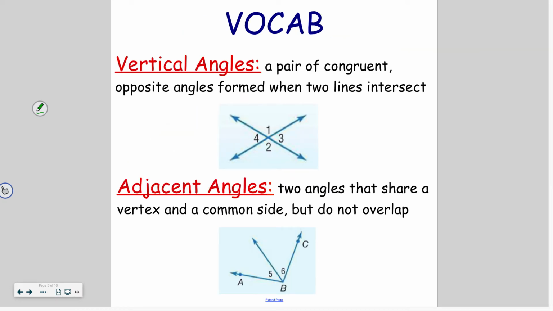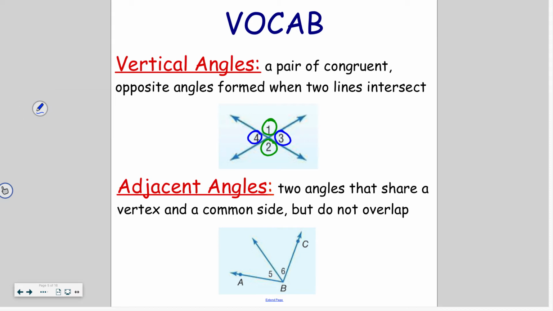Other angle vocabulary that we have, vertical angles. These are congruent, opposite angles that are formed when two lines intersect. So we've got our two lines running into each other. The vertical angles are 1 and 2 are the first pair of vertical angles, and then 3 and 4 are the second pair. So 1 has the same measurement as 2, and 3 has the same measurement as 4.